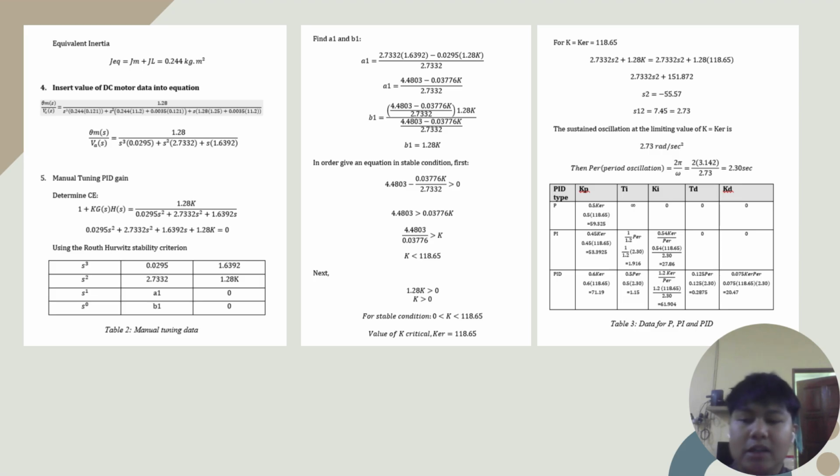Finally, the PID controller parameters were calculated using the standard Ziegler-Nichols formula, as summarized in the table. These values provide the initial PID gains used for controller implementation and performance evaluation.